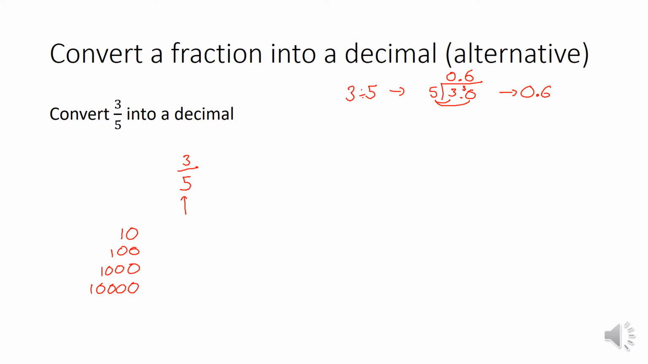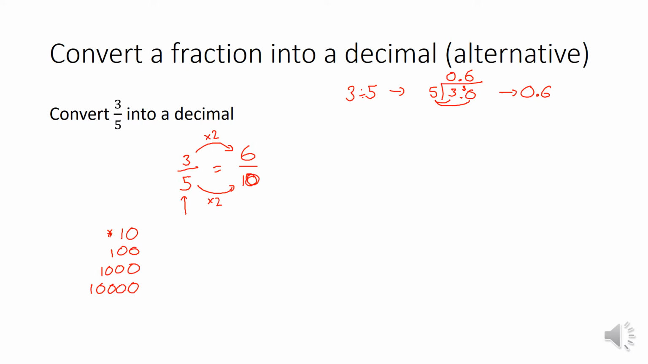So what can we times 5 by to get one of these? Let's go for 10, because it's quite easy to times 5 by something to get 10. So let's times it by 2. That gives us 10 on the bottom of the fraction, on the denominator. But to keep it equivalent, we need to do the same to the top and the bottom. So we're going to do 3 times 2, which is 6. So what we've got here is 6/10.